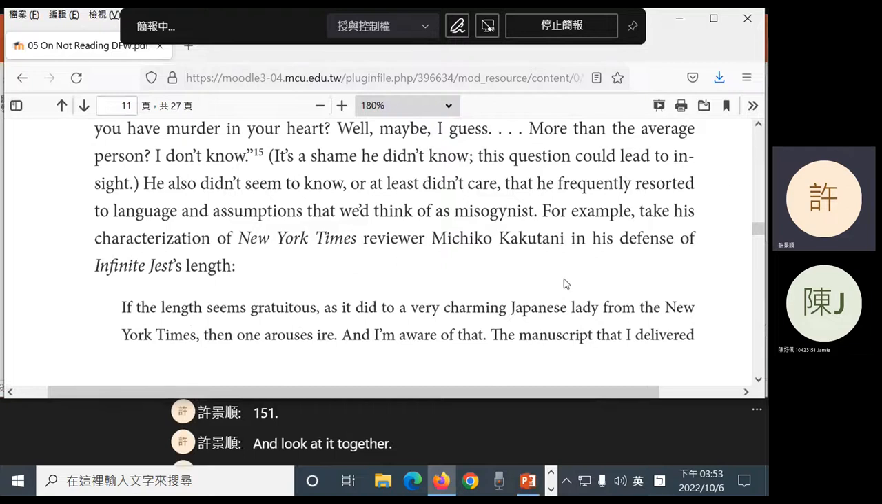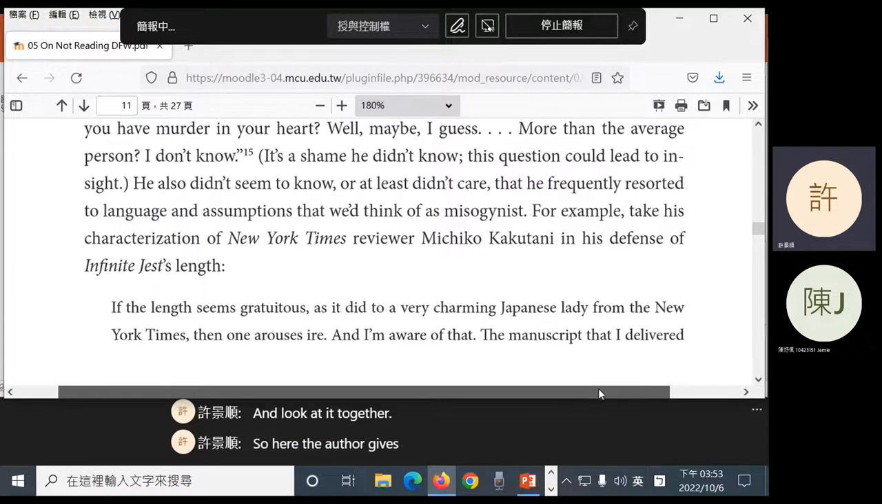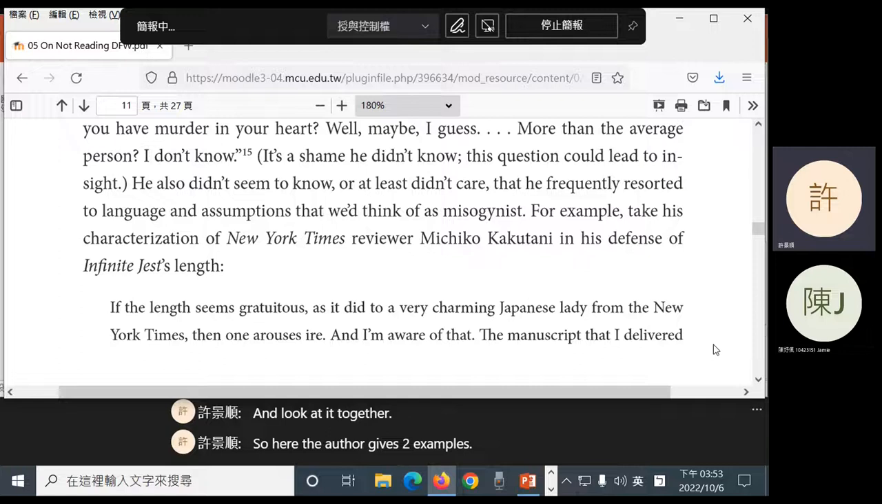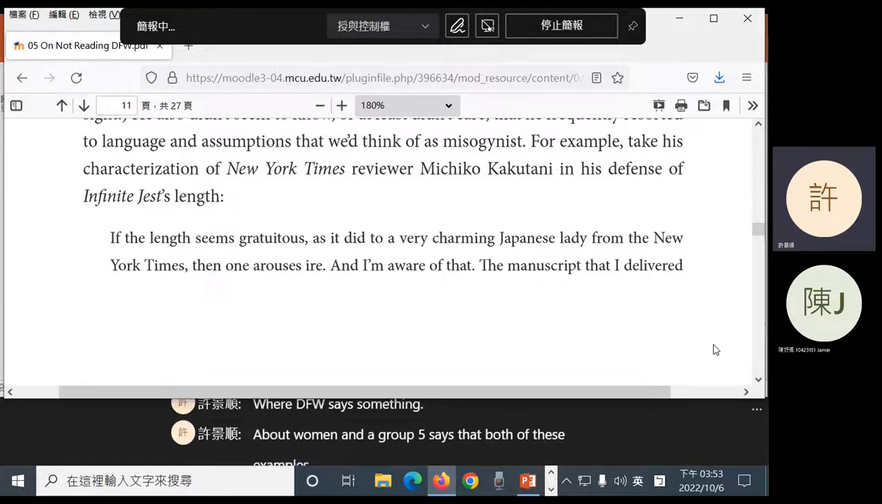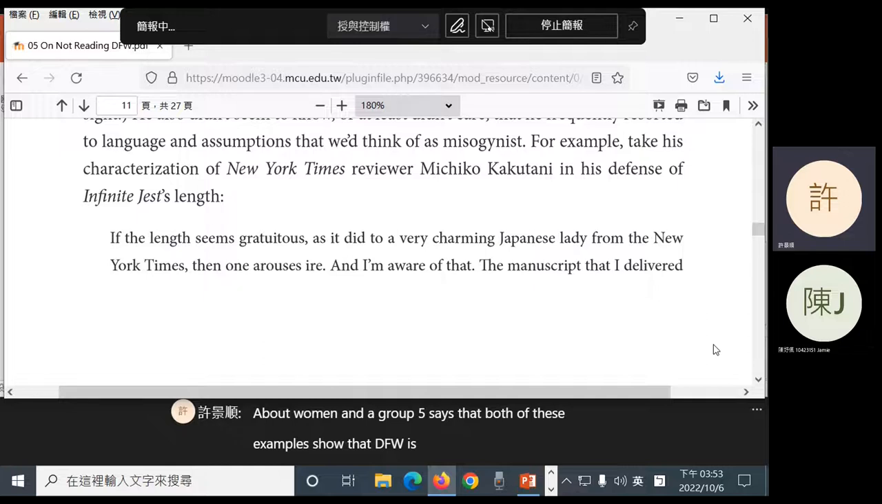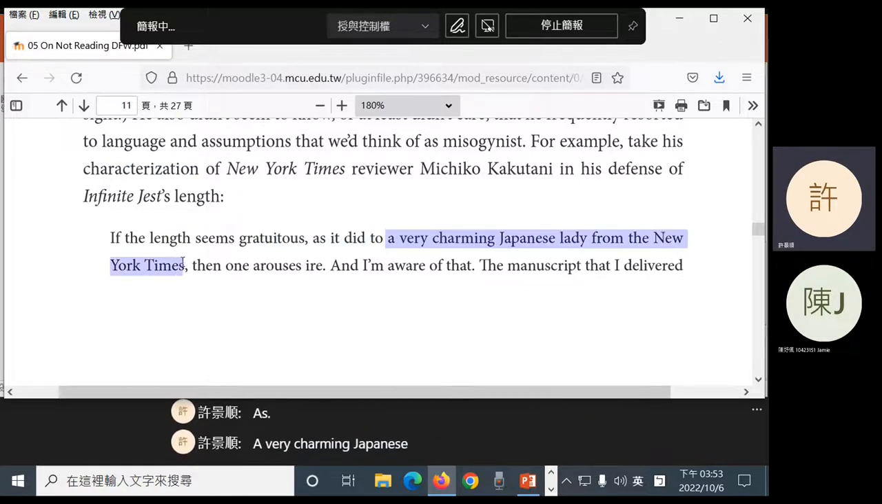So here, the author gives two examples where DFW says something about women. And group five says that both of these examples show that DFW is misogynistic here. So the first one is when he describes the New York Times book reviewer as a very charming Japanese lady from the New York Times.